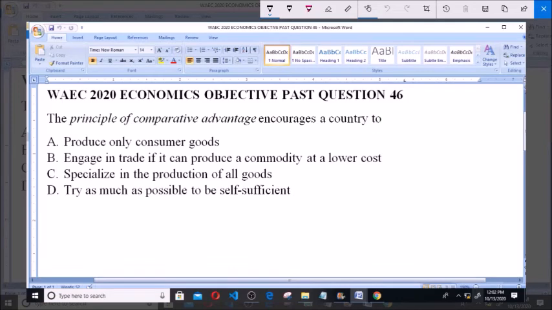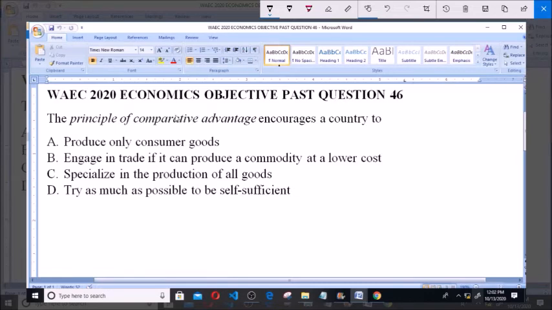Hello and welcome. I will be answering WAEC 2020 Economics Objective Past Question 46. The principle of comparative advantage encourages a country to A. Produce only consumer goods, B. Engage in trade if it can produce a commodity at a lower cost, C. Specialize in the production of all goods, D. Try as much as possible to be self-sufficient.